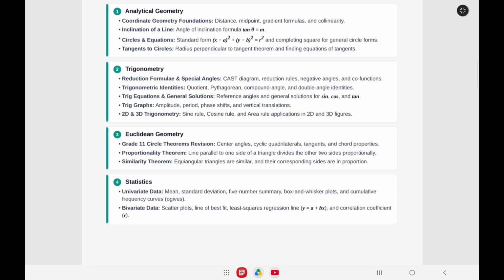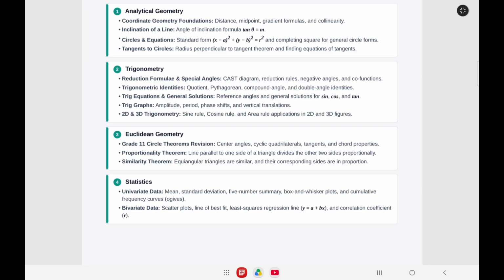And then you have your trigonometric equations as well as general solution. Oh, and your trig identities as well. Then you have your trig graphs as well as 2D and 3D trigonometry. Okay, trig graphs are available. They'll be available in the next few days, as well as 2D and 3D trigonometry for grade 12 learners.